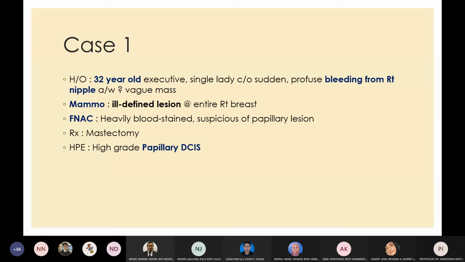Remember the term CIS that you learned earlier? It's really still an early malignant lesion. The basement membrane is not breached yet.